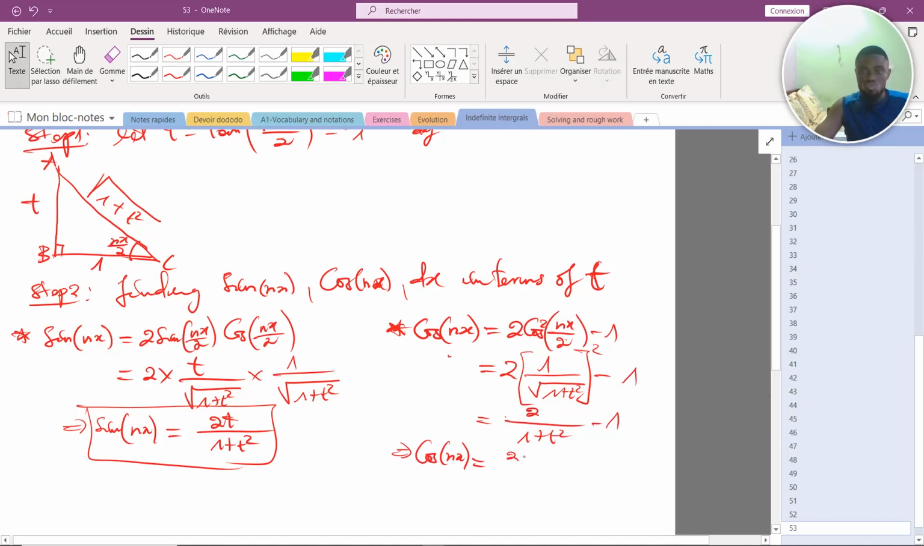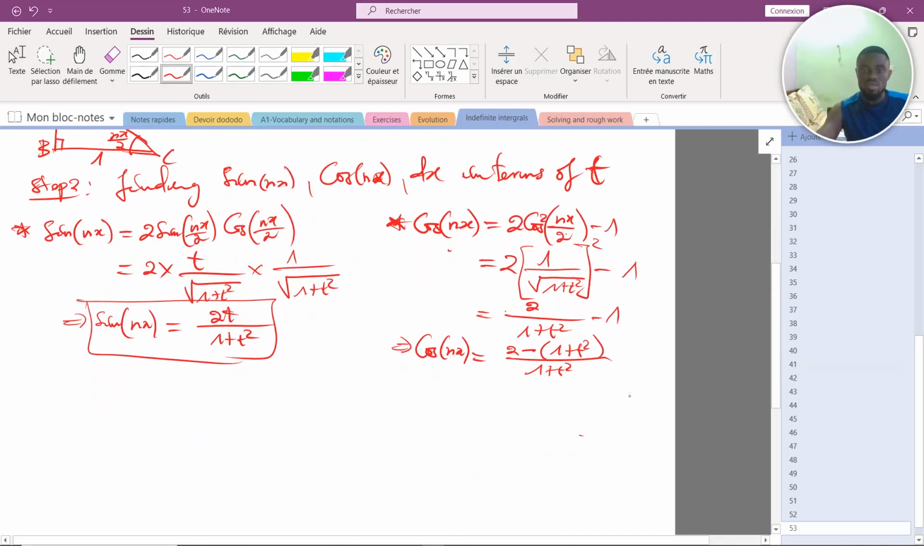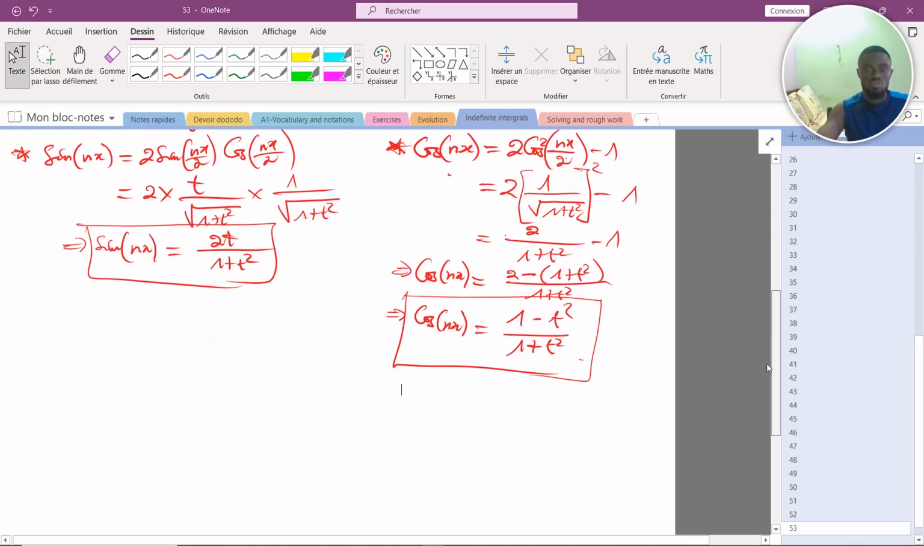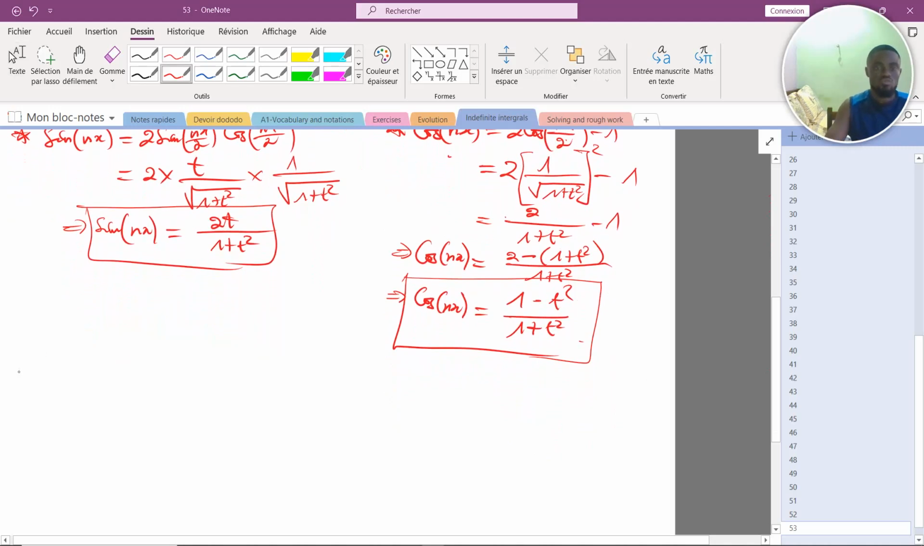This will be 2 minus what? 1 plus t square all over 1 plus t square. So this implies our cos nx will be equal to what? This times 2 minus 1 is 1. This minus times t square, this will become t square on 1 plus t square. So we have already our cos nx in terms of t. Now we have to find our dx.